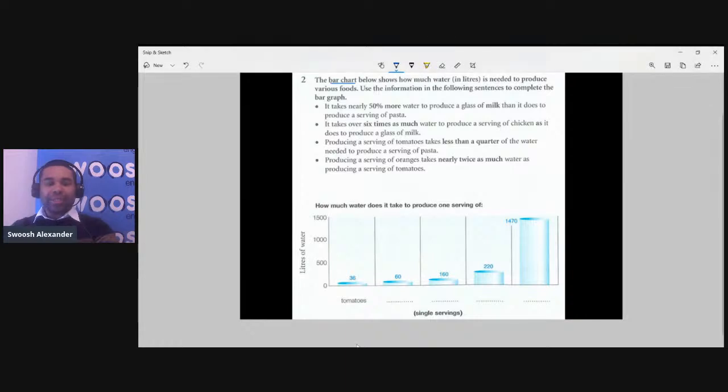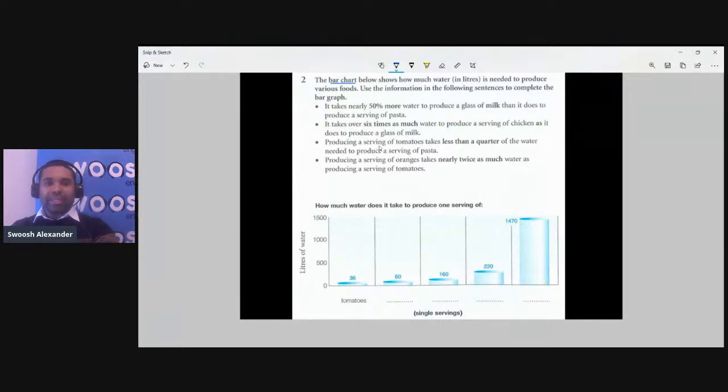So let's have a look at, first of all, the first sentence. And this sentence is referring to milk and it's referring to pasta. So we don't have any information for milk or pasta. All we have is information for tomatoes. So it makes sense to leave that until a bit later. The next sentence we have refers to chicken and milk. Again, we don't have any information for either. So let's move on to the 4th sentence.